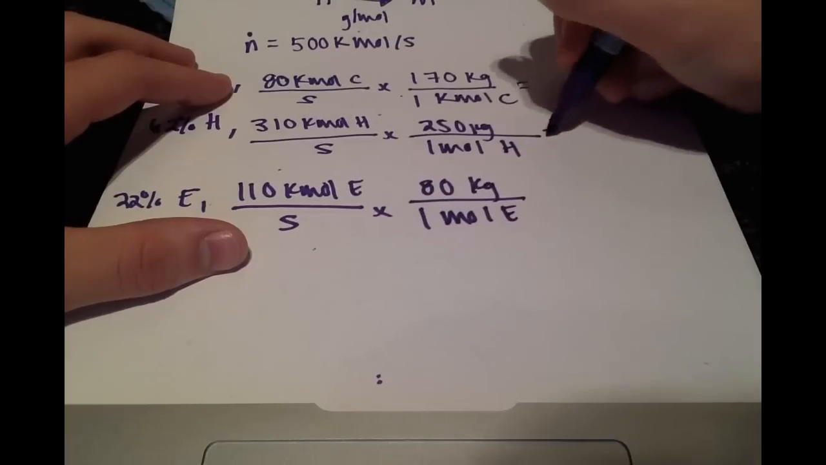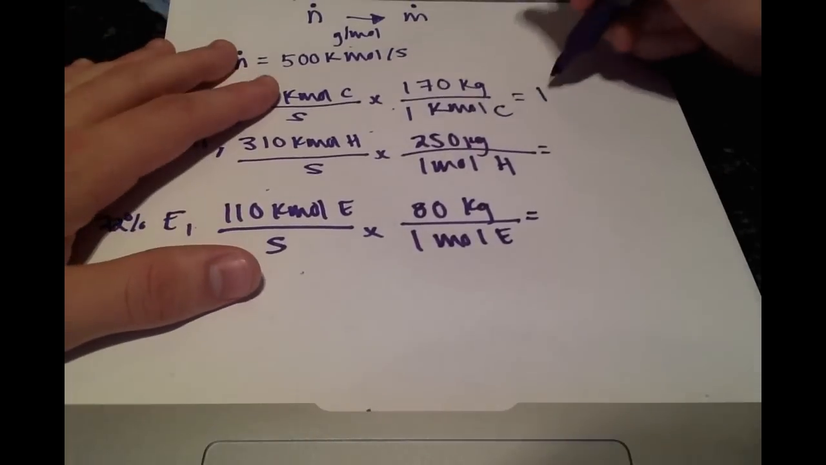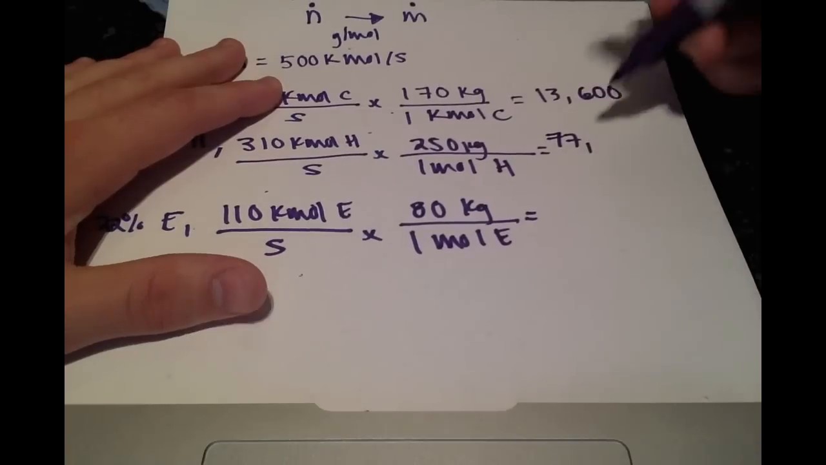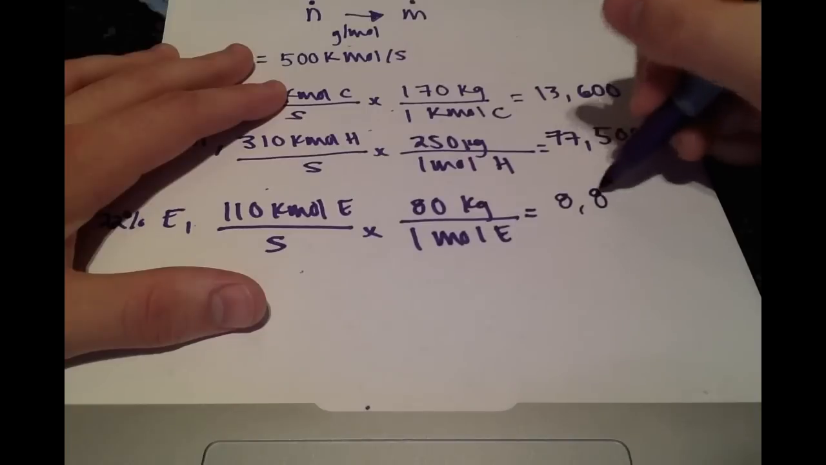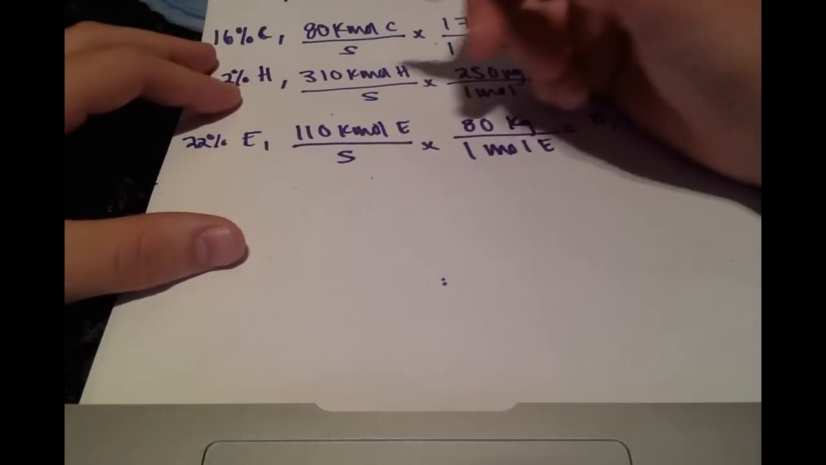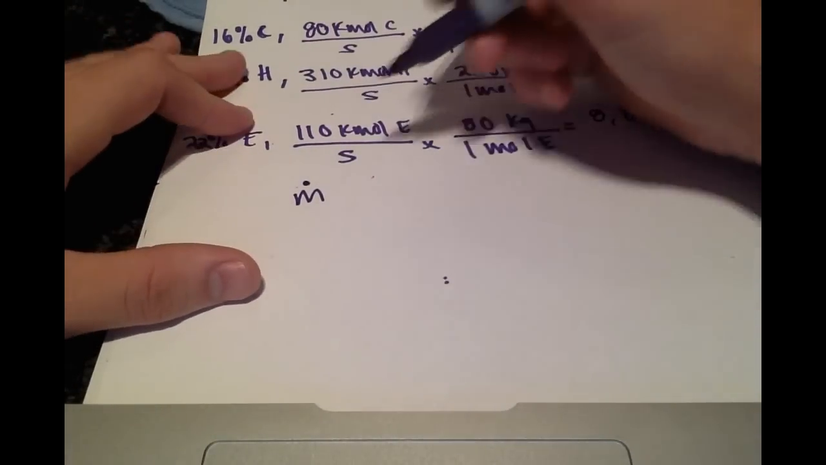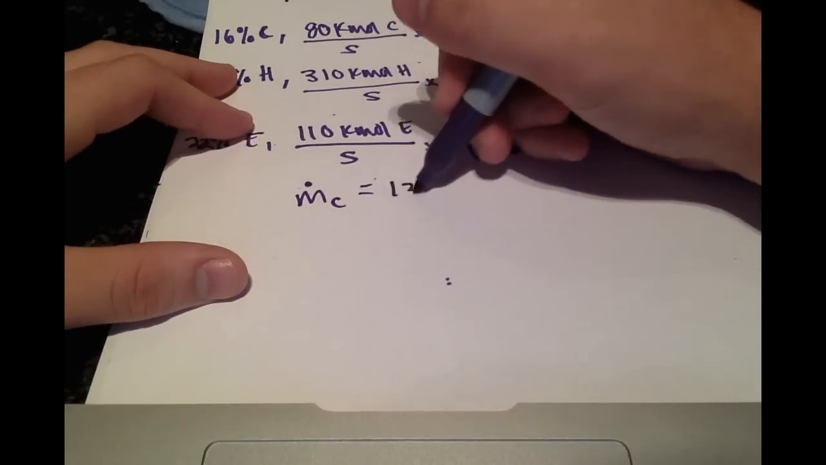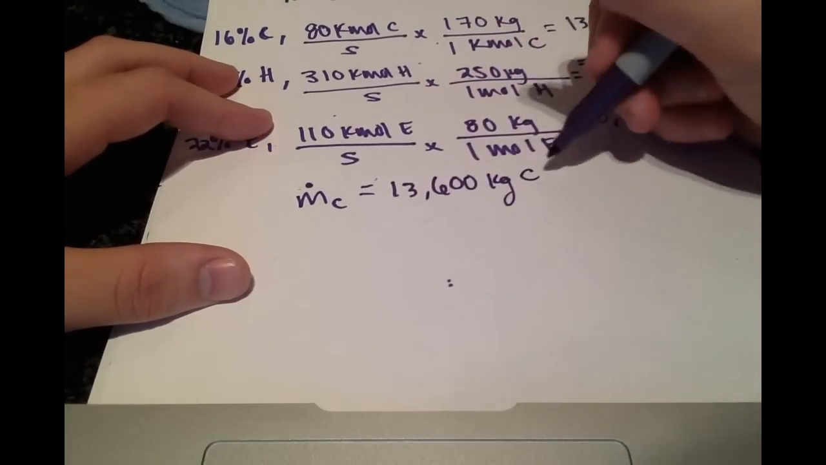Okay, and what do we get for each of these? The resulting flow rates are 13,600, 77,500, and 8,800. And if we write all this out with our notation, we'll write M for the mass flow rate with a dot above it, and the subscript C indicates the mass flow rate of component C is 13,600 kilograms of C per second.